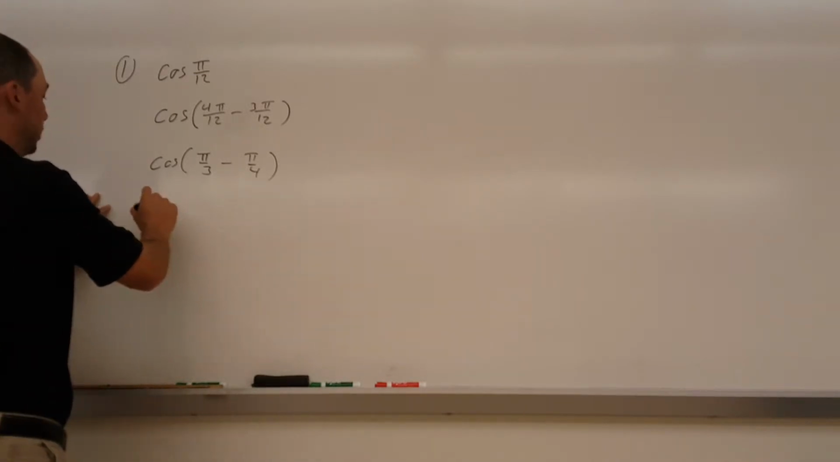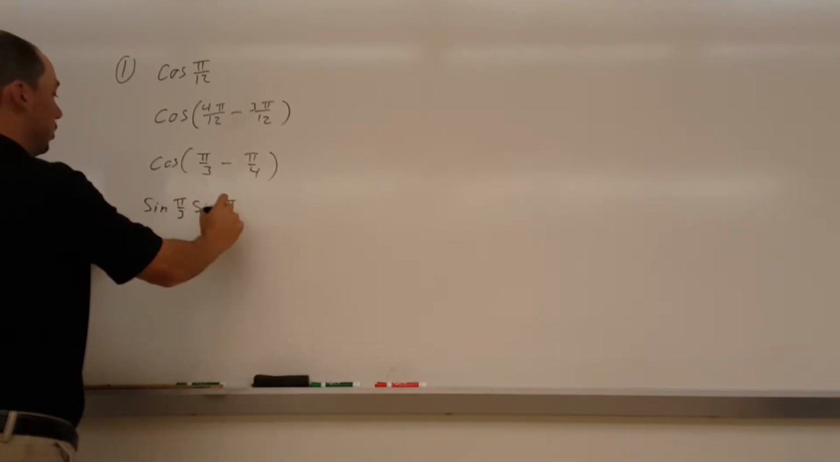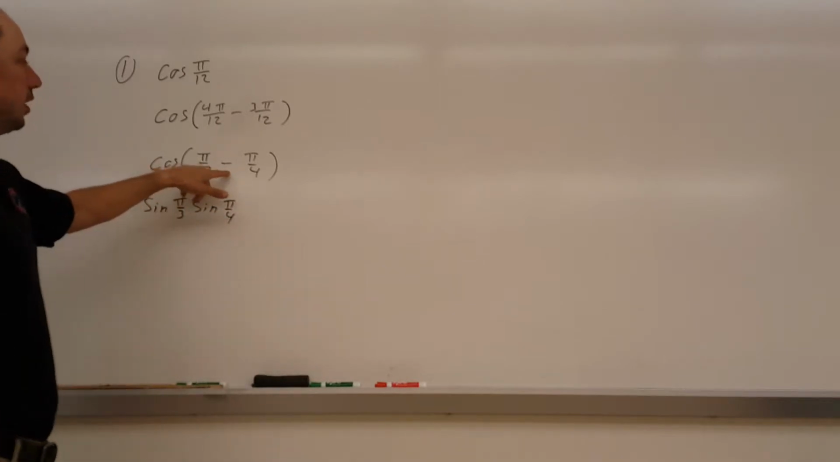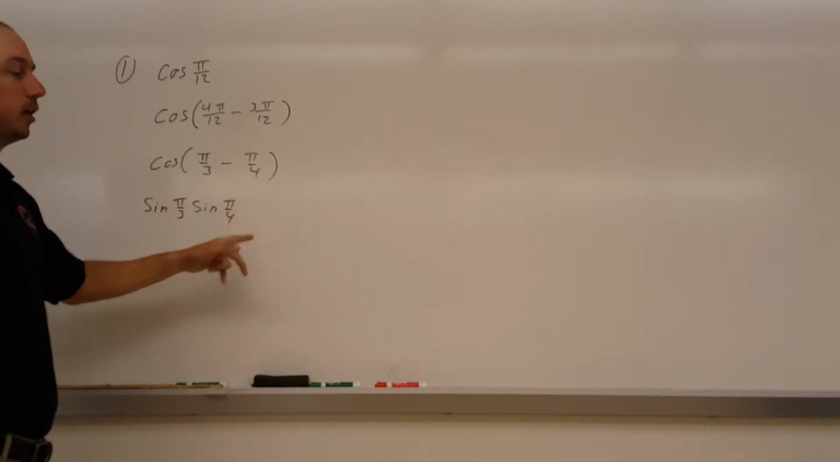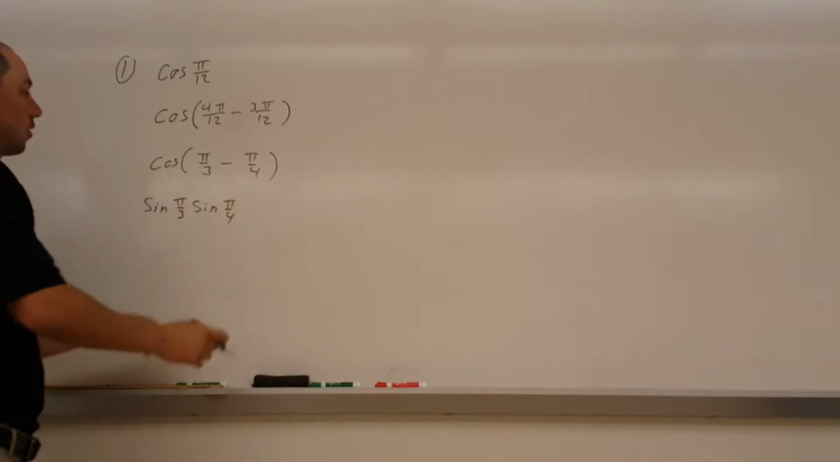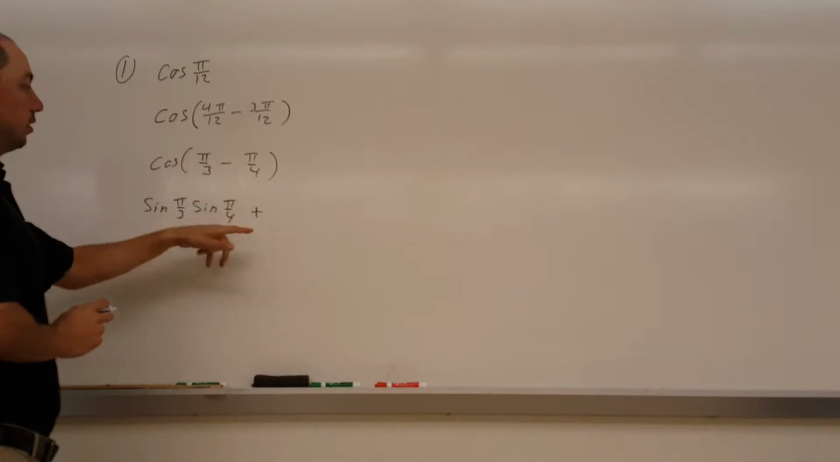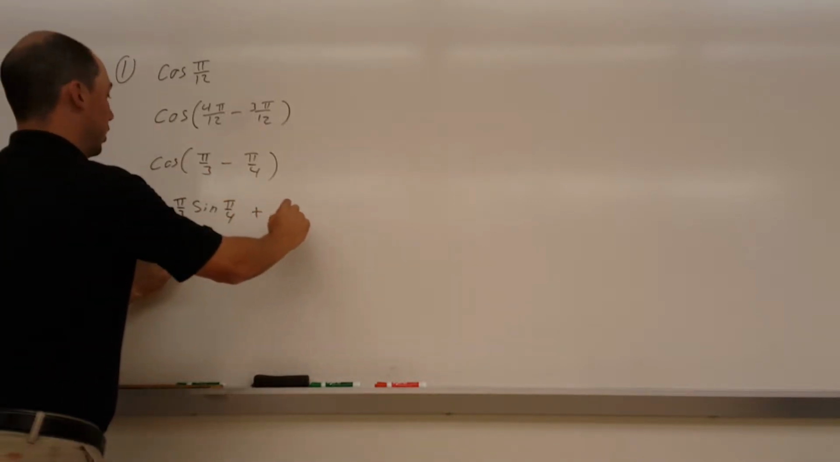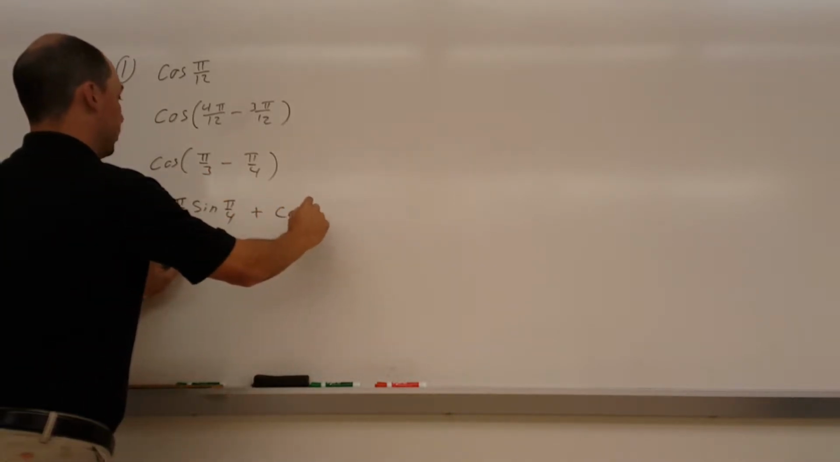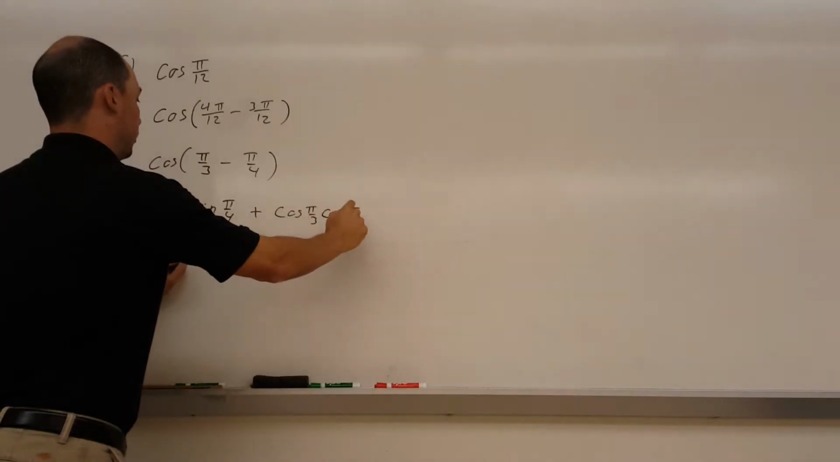It's going to be sine of pi over 3 times sine of pi over 4. The negative only tells you what the sign is going to be here. It's not the sine of negative pi over 4, it's sine of pi over 4. Plus, cosine has opposite signs. Minus here, now it's going to be plus. Cosine of pi over 3 times cosine of pi over 4.